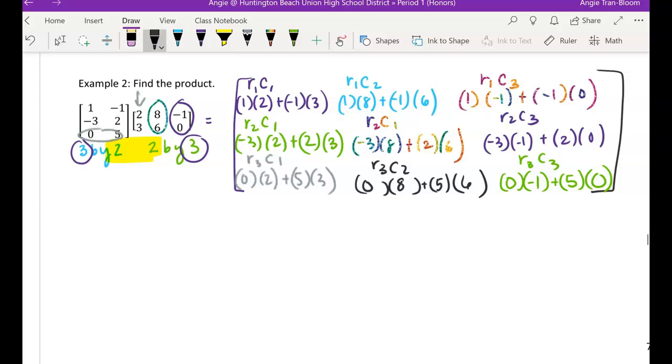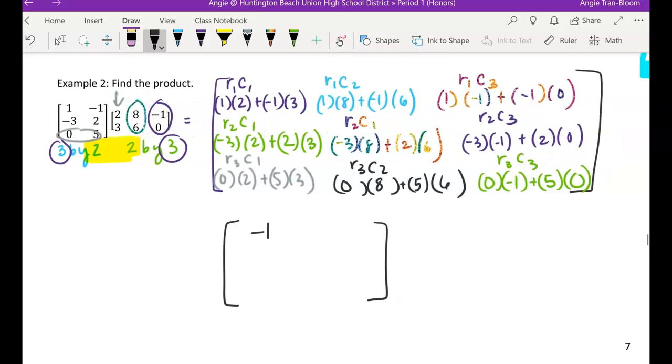So we know that it's going to be a 3 by 3. So now that I can do that, there you go. 1 times 2 is 2. 2 plus negative 3 is now going to be negative 1. 1 times 8 minus 6, that's 2. Negative 1 plus any 0 number is now a negative 1. Negative 6 and a positive 6, so that's 0. Negative 3 times 8 plus 12, so that's going to be a negative 12. Positive 3 plus 0 is positive 3.